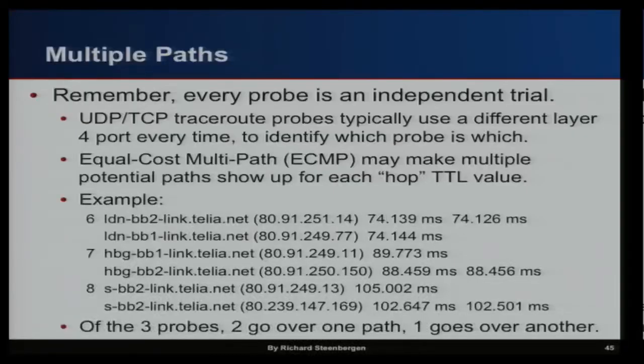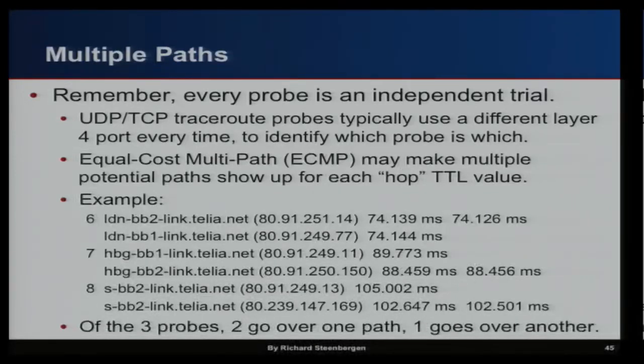So remember that I said every probe is an independent trial. And UDP and TCP traceroute probes, like I said, are using a different port every time. And the ICMP stuff may use some other method to encode that. But what's happening is, whenever there's multiple paths on a link, you've got 4 by 10 gig, and they're not done as a layer 2 bundle. It's not an LACP bundle. It's done as 4 independent links, and you're trying to do layer 3 hashing across them.